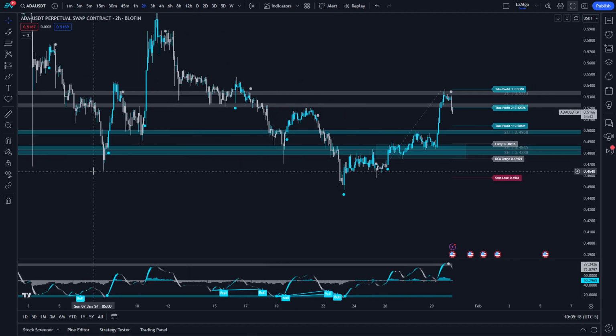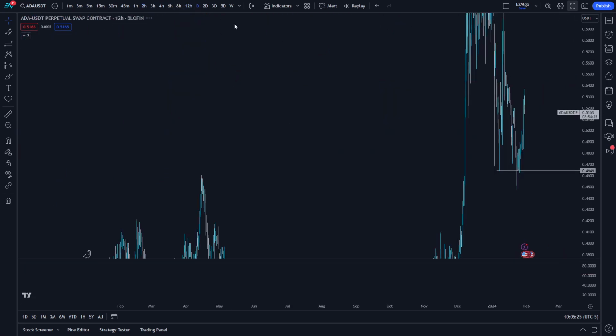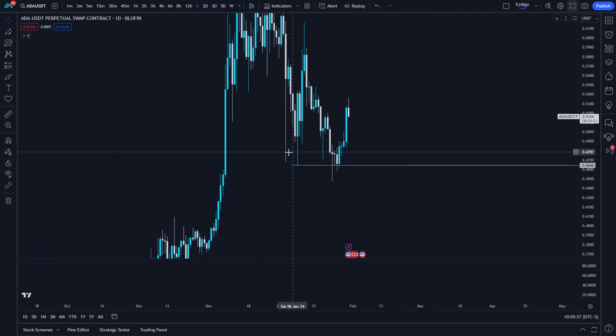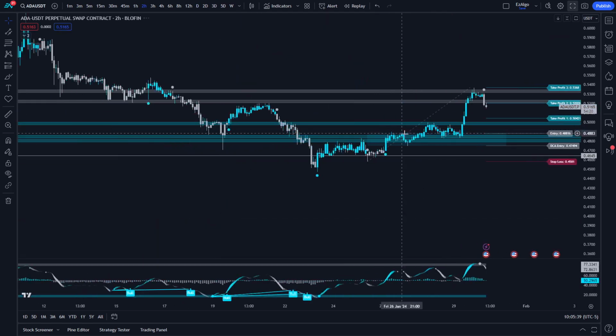So here on ADA, you can see we swept this liquidity. This had been our previous low. Even if we go on to like a daily time frame, this is a very key point on our chart here. You can also use previous week highs and lows to identify these points as well. So up to you how you want to find these levels. I like to just look at the chart and I can tell where they are.